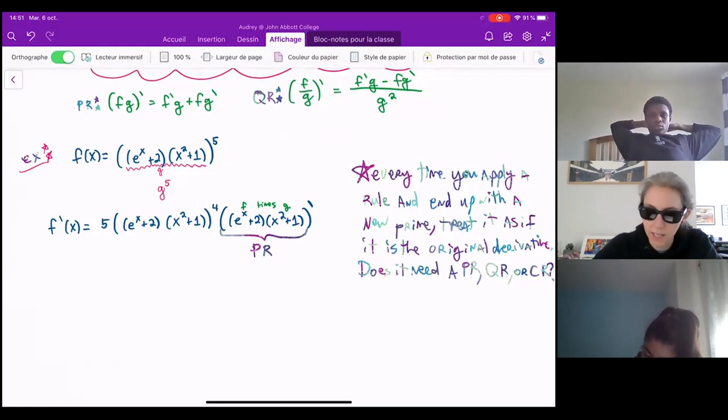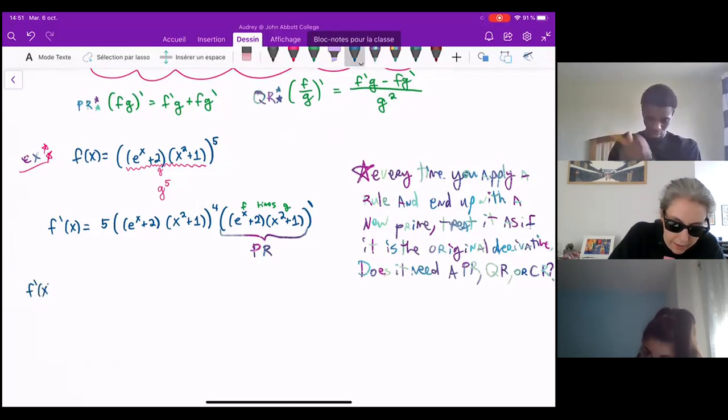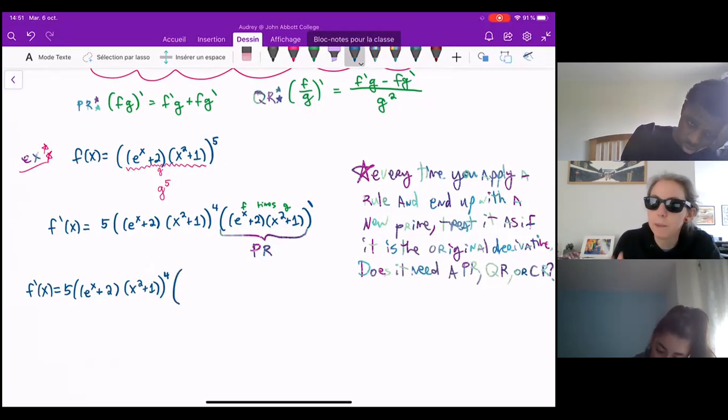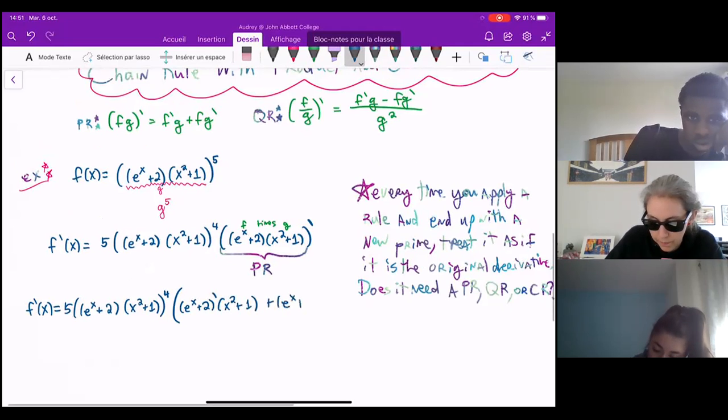Remember, everything else that's there just stays the same. So I have f prime of x is equal to, I'm not touching this original thing, e to the x plus 2 times x squared plus 1, all to the power of 4. And then I'm applying the product rule inside this thing. So the product rule says the derivative of the first, so the first prime times the second, plus the first times the derivative of the second.